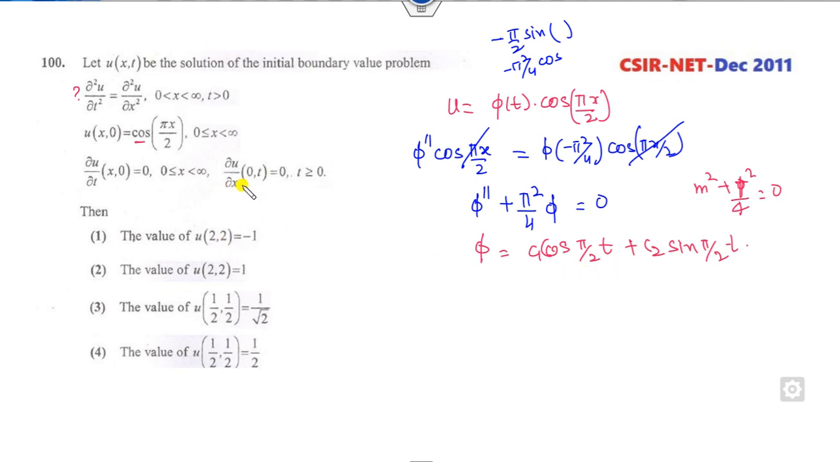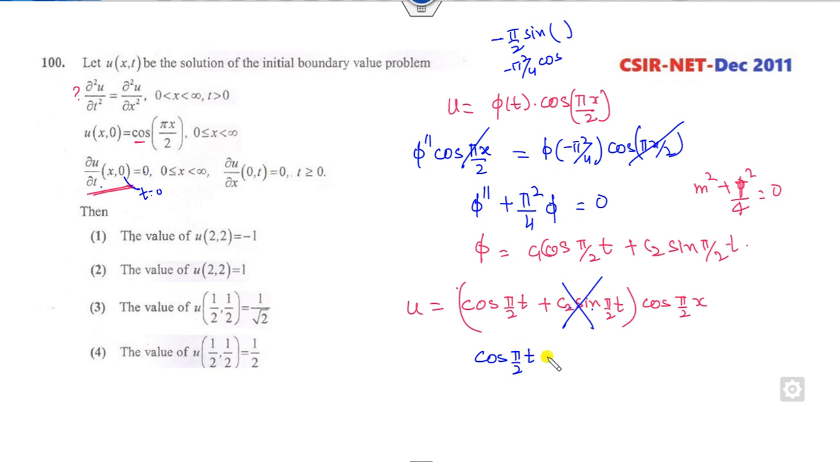So you can see that the partial derivative with respect to t at 0, when you take the partial, the solution will be c1 cos pi by 2t plus c2 sine pi by 2t, times cos pi by 2x. Now clearly see that when you take the partial derivative with respect to t at the point t equal to 0, what will happen? The sine becomes a cos, so this value will be 0, c2 will be 0. So the solution will be cos pi by 2t and cos pi by 2x.